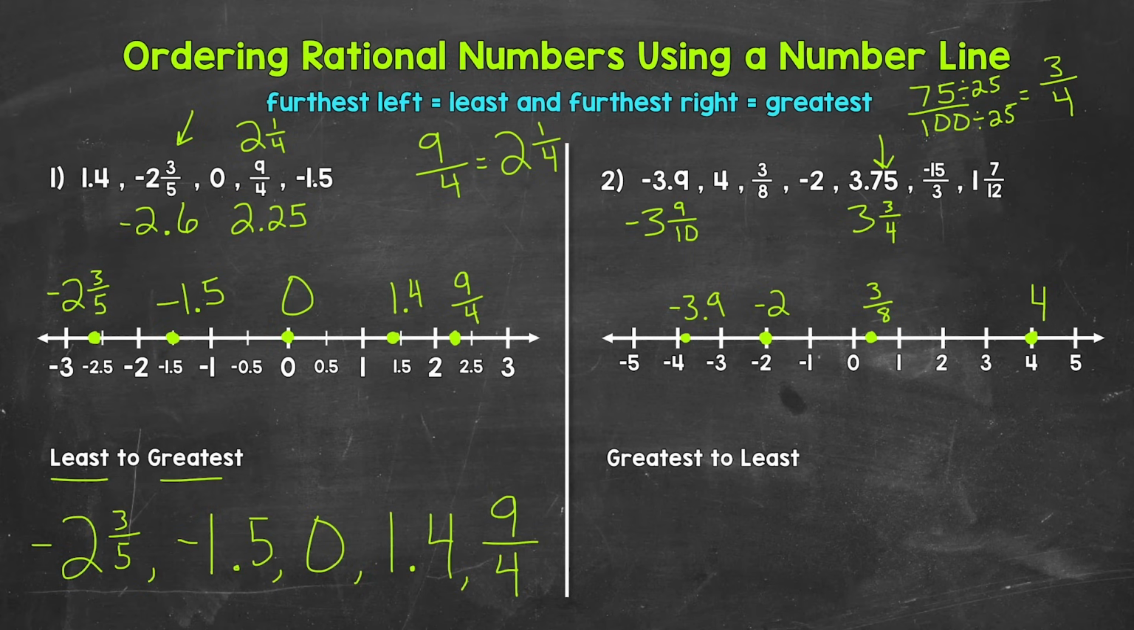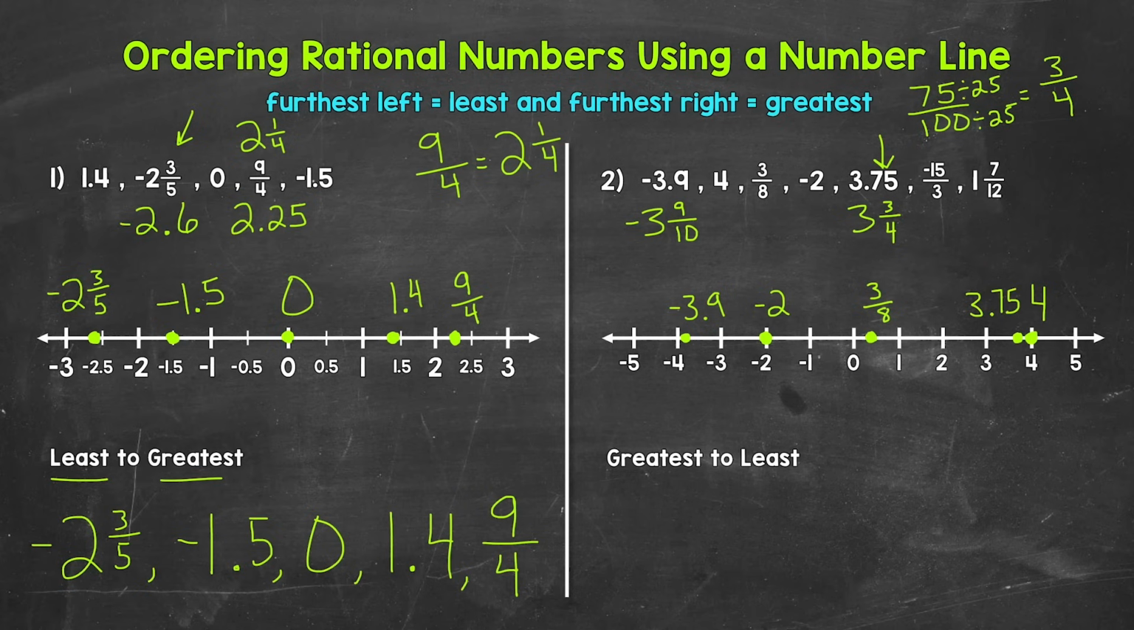So 3 and 3/4 is going to be in between 3 and 4. It's greater than 3, but less than 4. More specifically, it's greater than 3.5, but less than 4. It's right in between 3.5 and 4. So let's put 3 and 3/4 right here, or 3 and 75 hundredths.